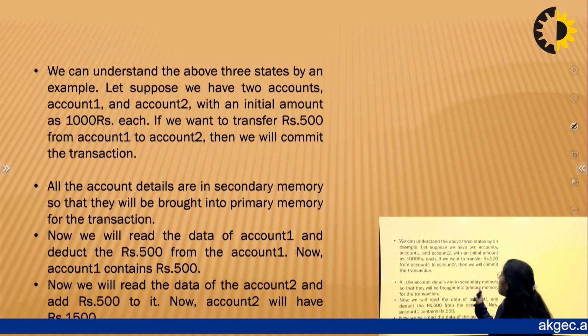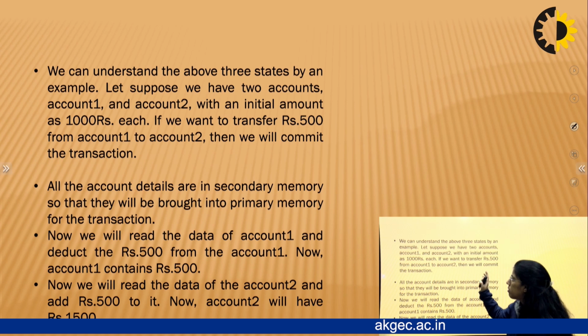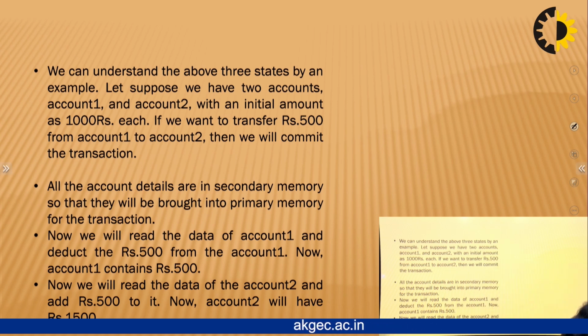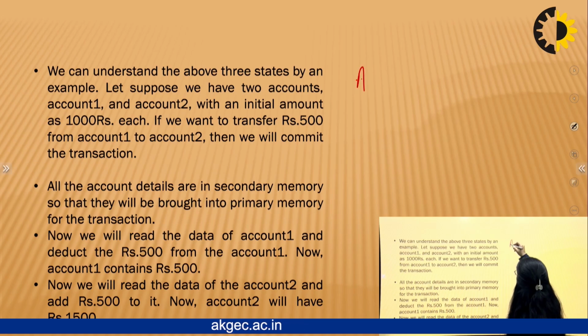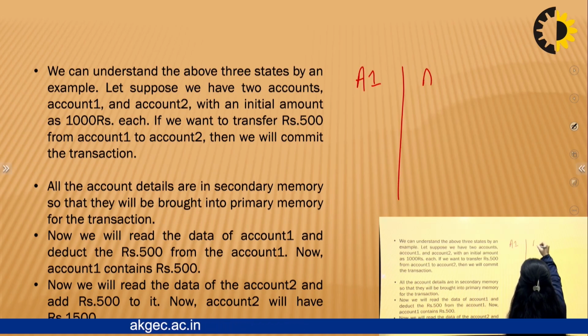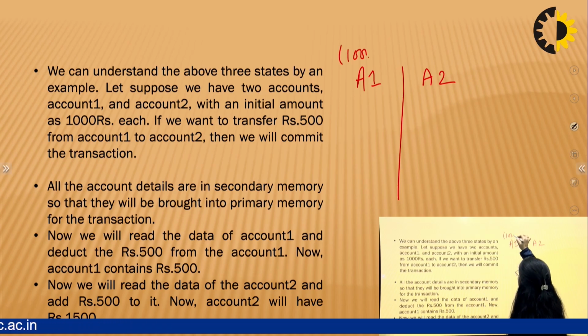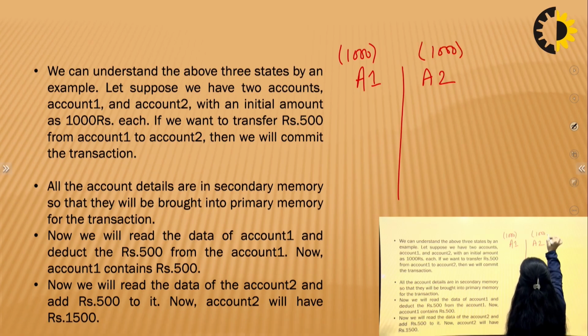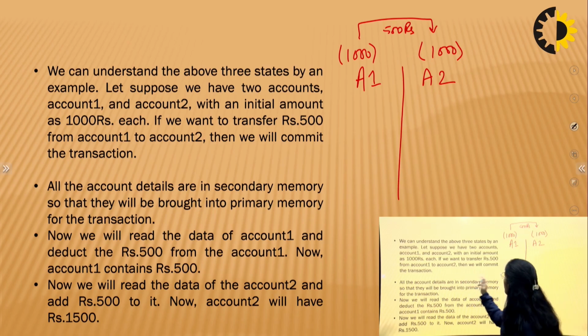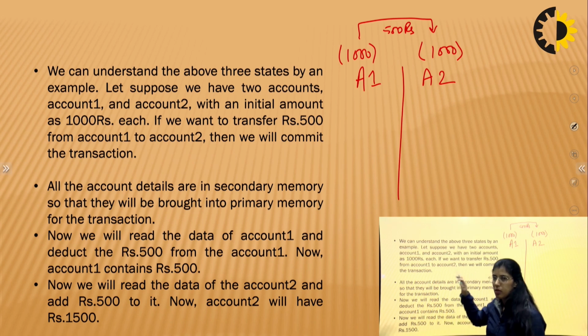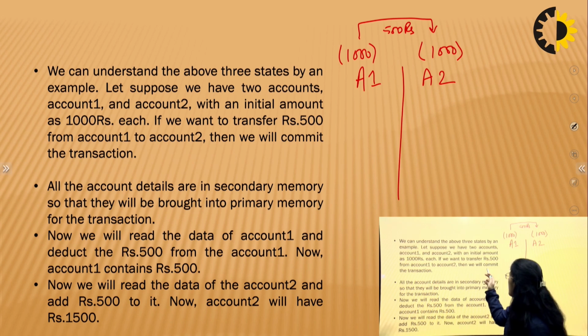We can understand the above three steps with an example. Let's suppose we have two accounts, account 1 and account 2, with an initial amount of 1000 rupees each. If we want to transfer 500 rupees from account 1 to account 2, then we will commit the transaction once we have successfully done that.